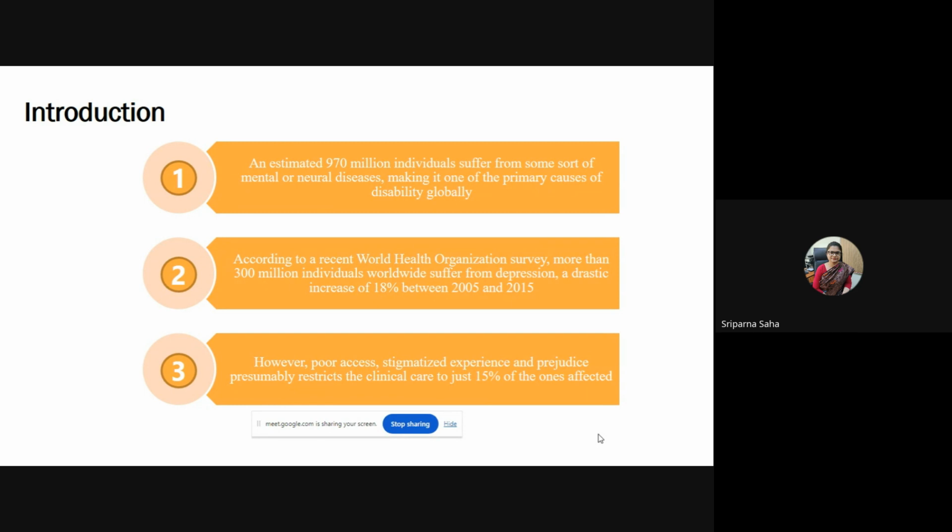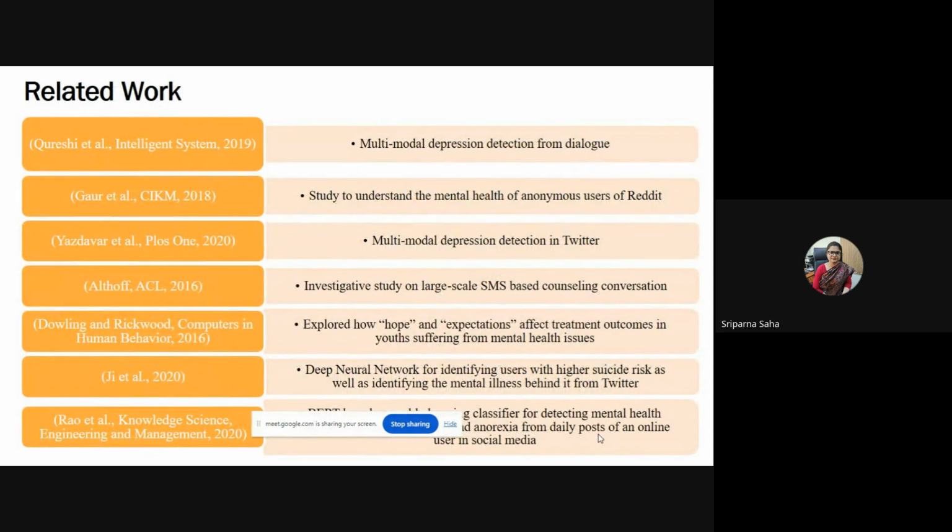According to a recent WHO survey, more than 300 million individuals worldwide suffer from depression, a drastic increase of 18% between 2005 and 2015. However, poor access, stigmatized experience, and prejudices presumably restrict the clinical care to just 15% of the ones affected. So there are some works already, but none of them has developed any chatbot for the people who are suffering from some mental disorders.